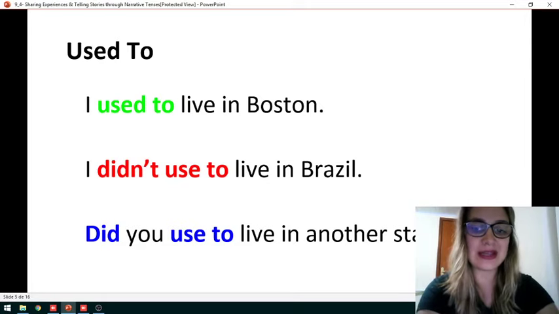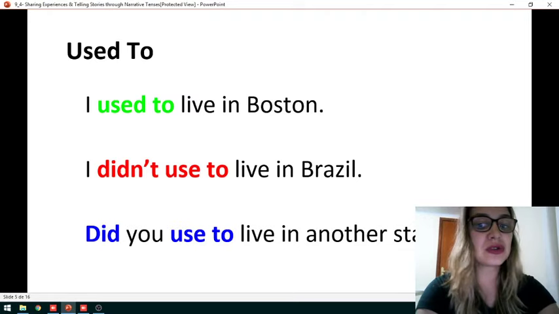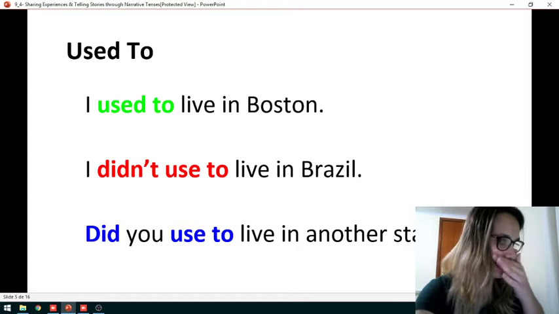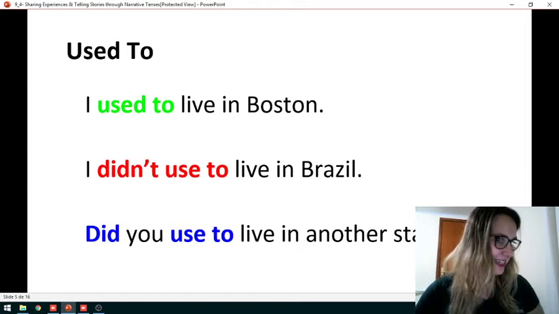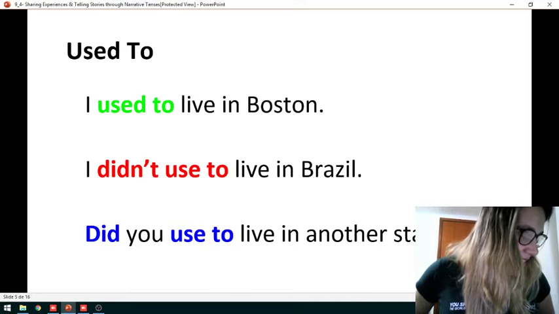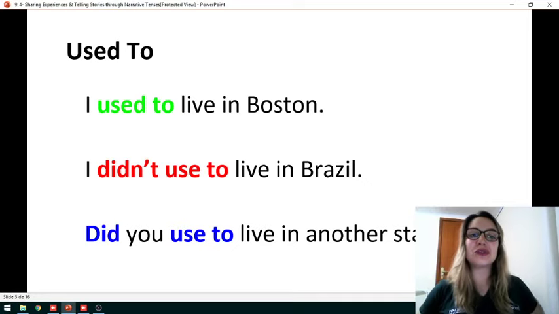What about you guys? The state that you currently live in, is it the state that you were born? Or did you used to live in another state? Jose says, no, I didn't. Jose says, always been here in Minas Gerais. Lisandra, yes, I did. Gabriel, yes. Alberto, no. Lisandra and Gabriel, where did you used to live?